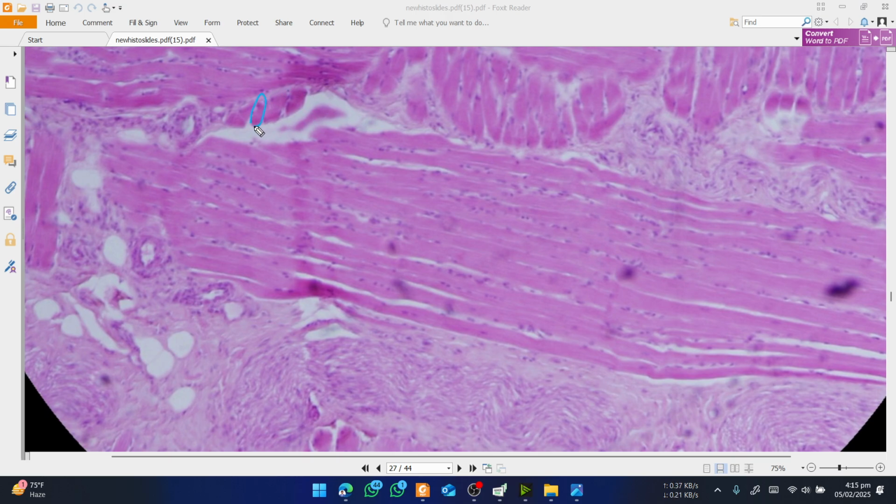So this is the cross section, this is the cross section, this is the cross section. In each of the pictures you can see the nuclei are present in the periphery, not in the center. And here is a longitudinal section, and here the nucleus is present in the periphery, not in the center. So these are the things that will help you identify skeletal muscle.